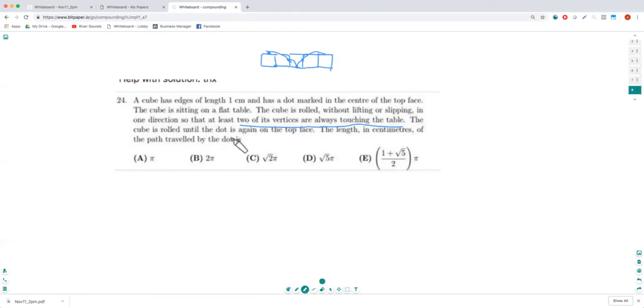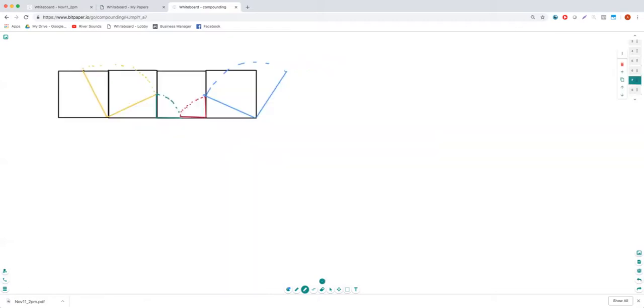And we are asked to find the length in centimeters of the path traveled by the dot. So the answer is here. The answer is this one. The answer is right here. We look at this diagram here.